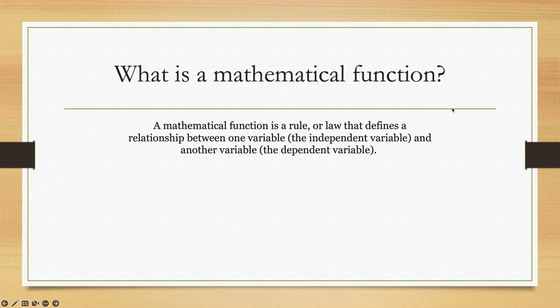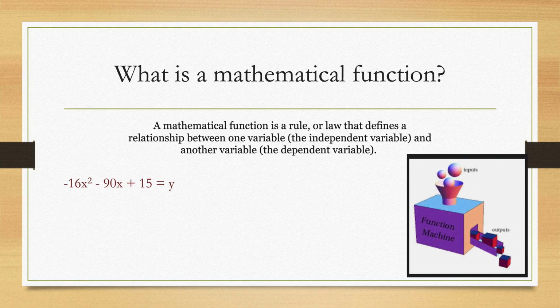It's a rule or a law that defines a relationship between an input variable, the independent one, the x variable, and the output or other variable, which is dependent, and we call that y, typically. A typical function would be something like y equals negative 16x squared minus 90x plus 15, and that could be involved with gravity. That would typically begin with negative 16x squared. We can envision them with function machines.